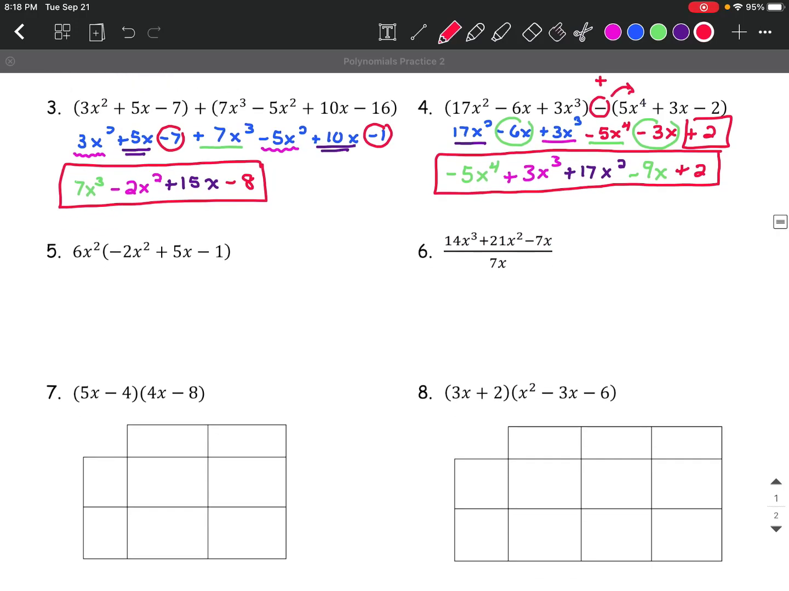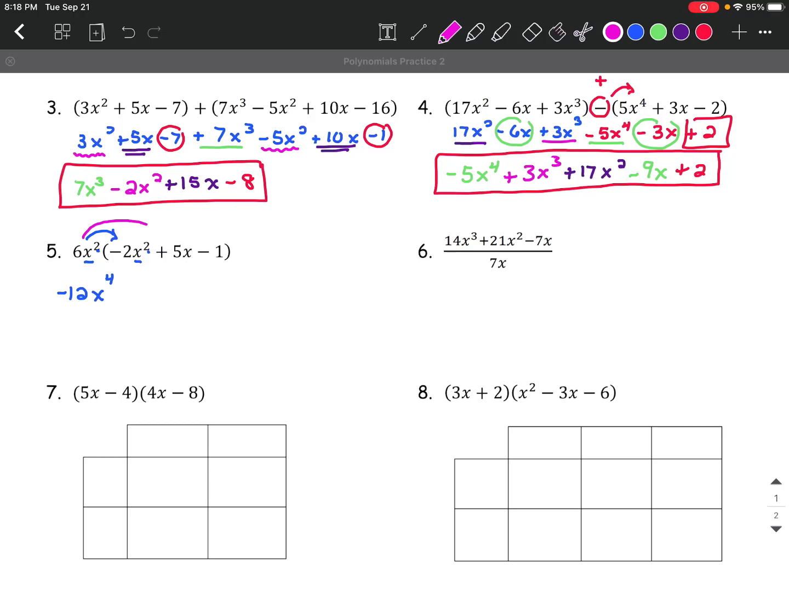All right, next up in number 5 is multiplication, and we distribute. Now remember, when we multiply the numbers, we do 6 times negative 2 is negative 12. But when it comes to these x's, we keep the x and we add the exponents. So x squared times x squared, 2 plus 2 is 4. So that's negative 12x to the 4th.